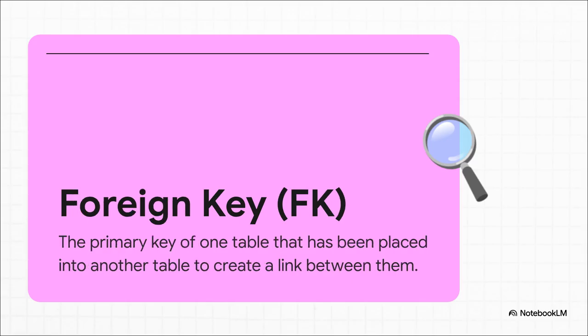So if primary keys give each row a unique ID, how do we connect two different tables? Say, a table of students and a table of classes. Well, that's where the foreign key comes in. You take the primary key from one table and you place it in another table to create a link. It's the bridge, the glue that lets us build relationships between our data.